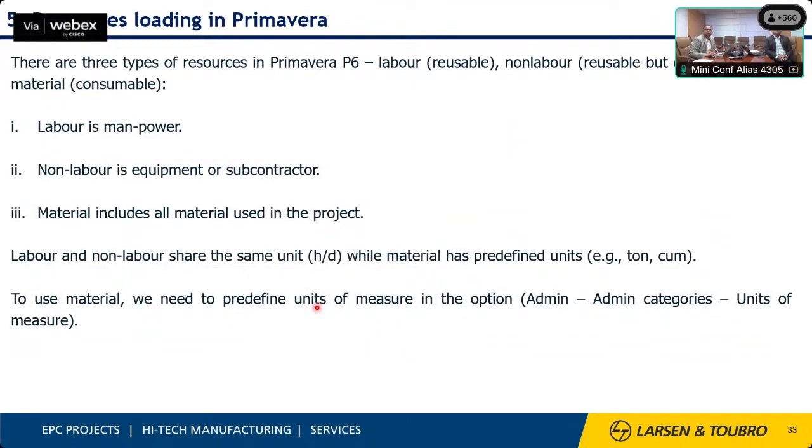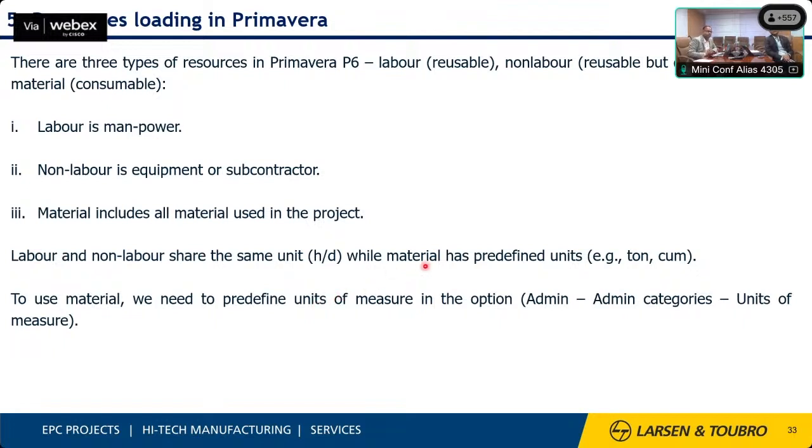In resource loading, in the program we have three kinds of resource availability: labor, non-labor, or material. The labor is for all kinds of manpower, including either staff or labor, those who are working in the projects. And non-labor is the equipment, and material is what material is going to be used.